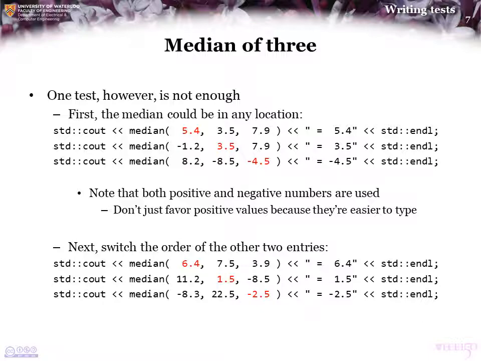Also, switch the order of the other 2 entries. In the first case, at the top, the median was the first argument. The second argument was the smaller of the 3, and the third was the largest of the 3. So now I have a test where the median is still in the first, but the largest entry is the second argument, and the smallest entry is the third. You'll also notice that I didn't use the exact same numbers. I varied them slightly.